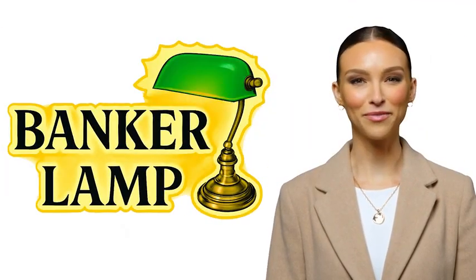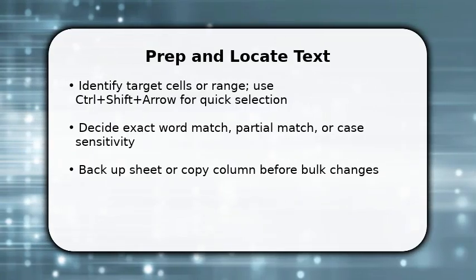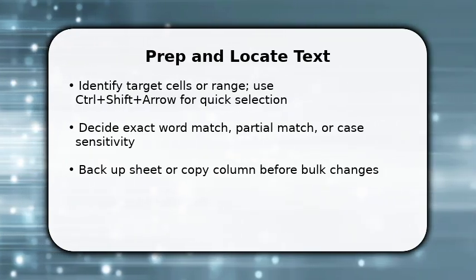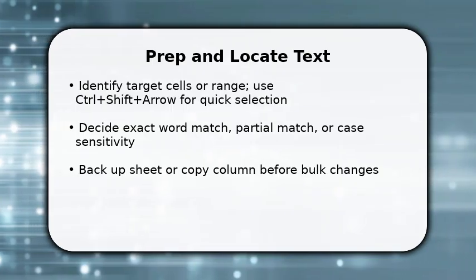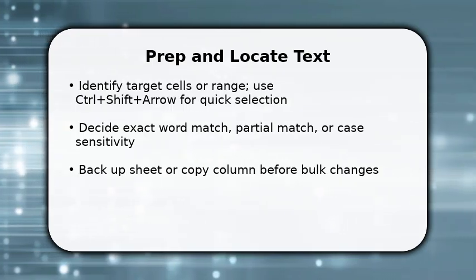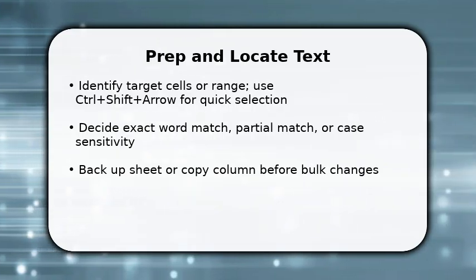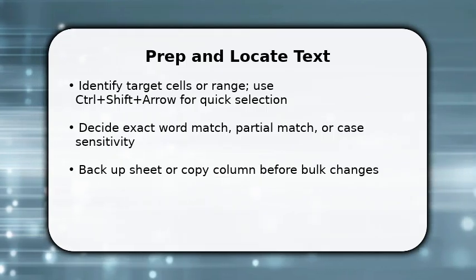Please enjoy the video. You start by selecting the cells that contain the word you want removed. Use Ctrl+F to search the exact word or highlight a range manually. This saves time. Once you know whether you need whole word or partial matches, open Replace with Ctrl+H so you can act immediately.